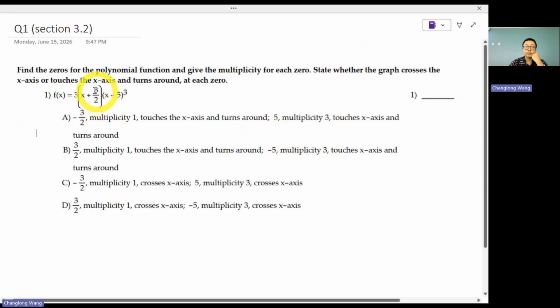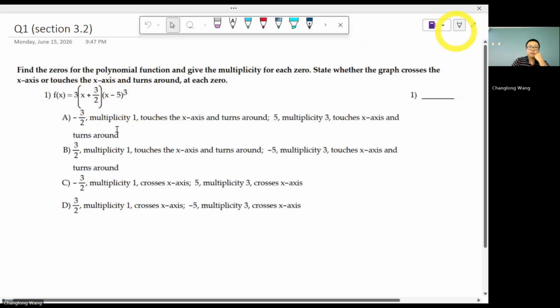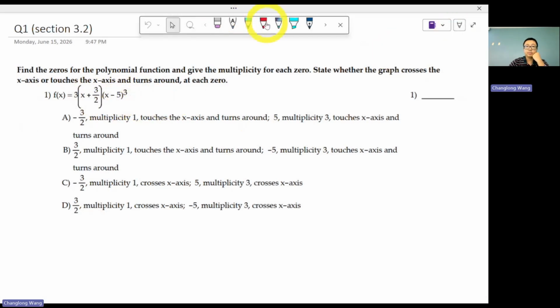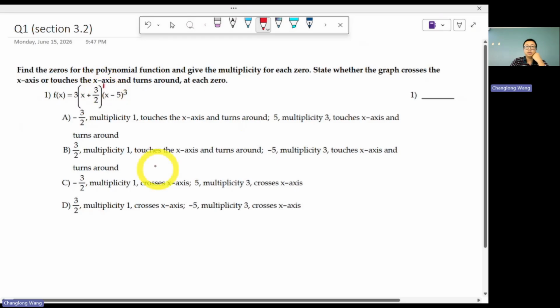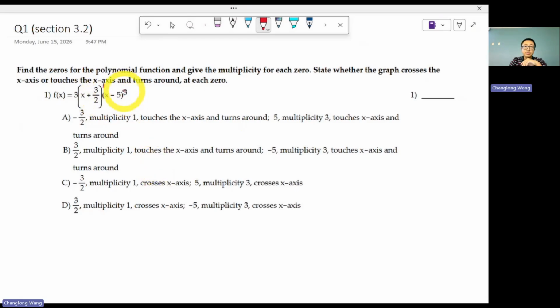So we have two zeros. One is at -3/2, the other is at 5. And both of them are odd because you're looking at the power. X plus 3/2 is the first power, and here the third power. So both of them will be crossed.